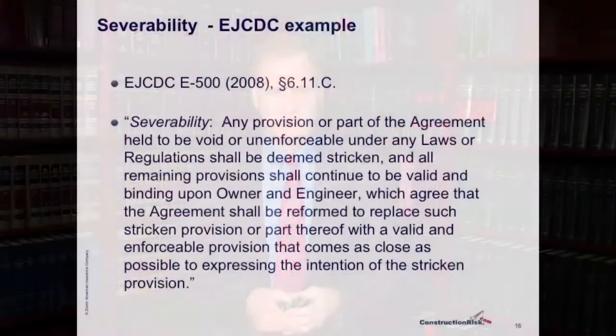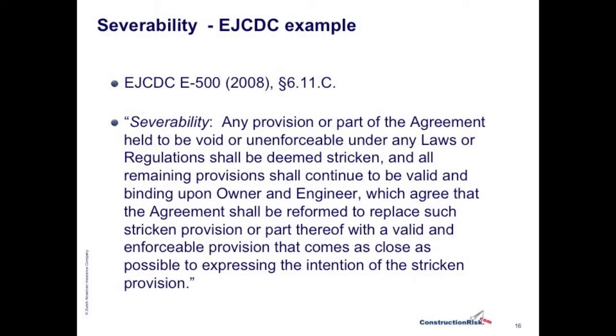An example of a clause like that is provided at the E500 EJCDC form at Article 6.11c, and it reads as follows, quote, "Any provision or part of the agreement held to be void or unenforceable under any laws or regulations shall be deemed stricken, and all remaining provisions shall continue to be valid and binding upon the owner and engineer, which agree that the agreement shall be reformed to replace such stricken provision or part thereof with a valid and enforceable provision that comes as close as possible to expressing the intention of the stricken provision." Close quote.